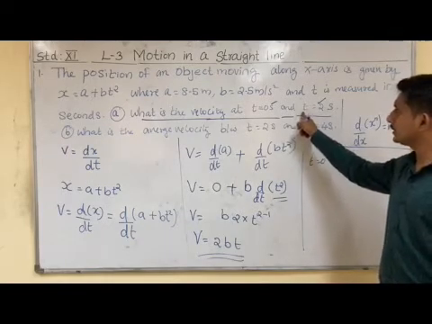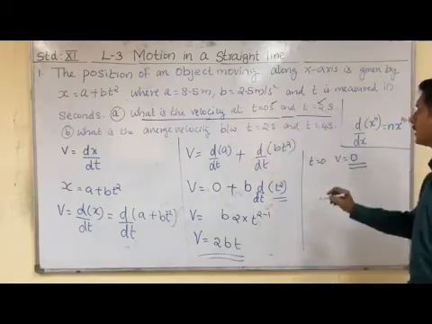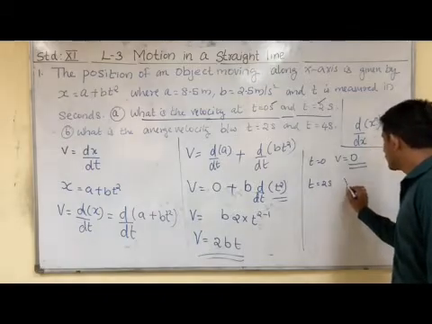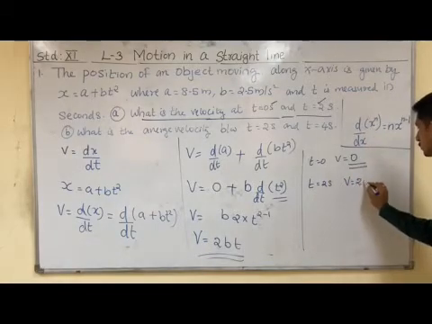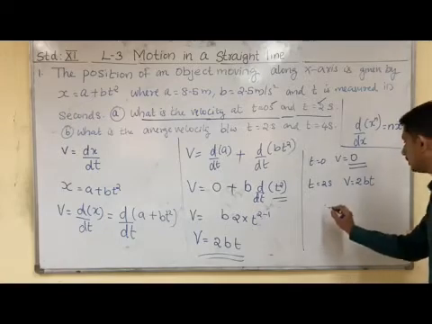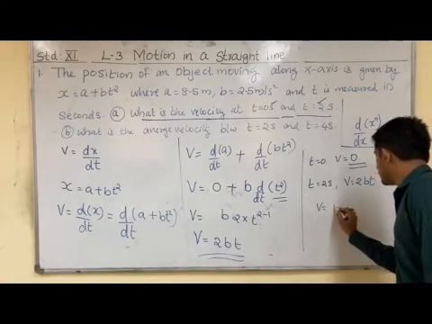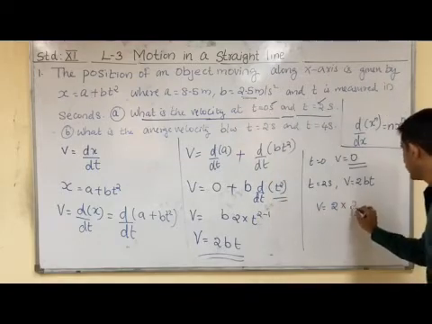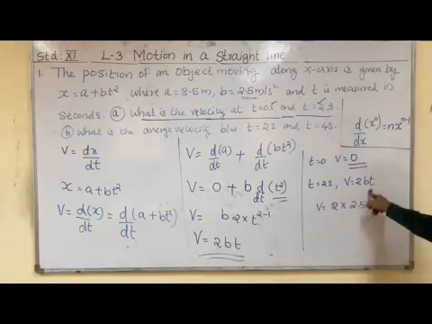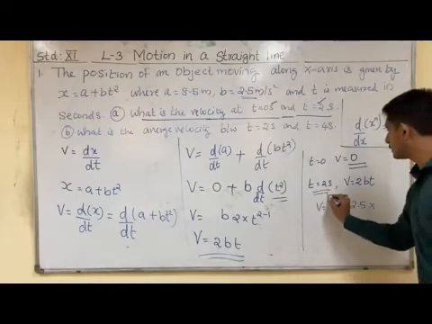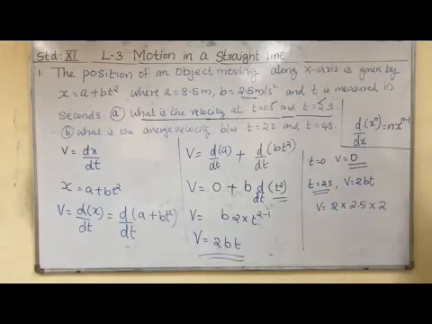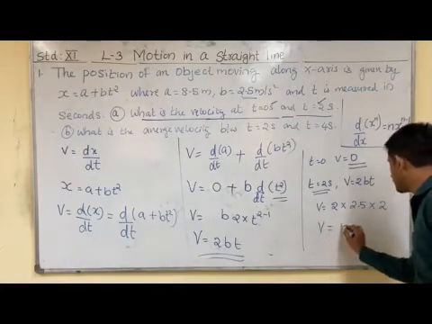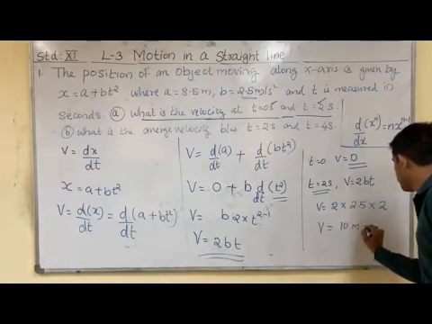In the same way, we have to calculate the velocity at t is equal to 2 seconds. So velocity v is equal to 2bt only. We can substitute the values: 2 into the b value, which we know is 2.5, into the t value, 2 seconds. That means 4 into 2.5, so we can find the answer as 10 meter per second.